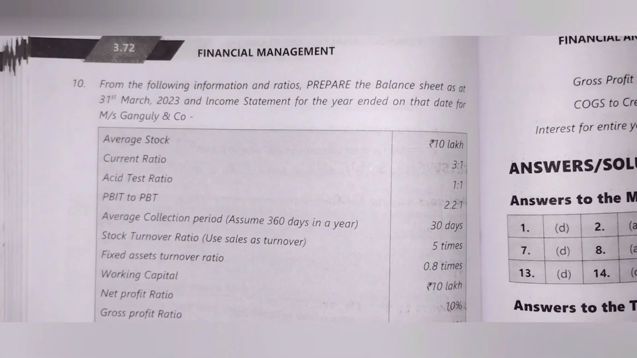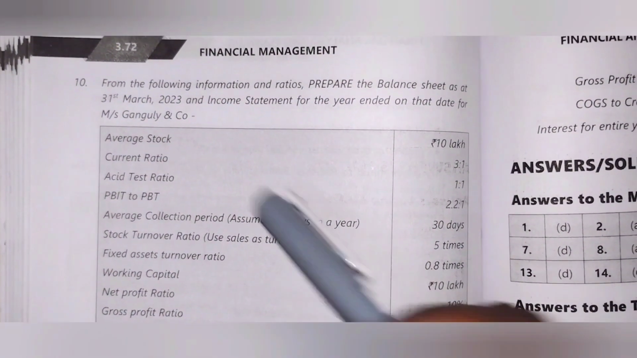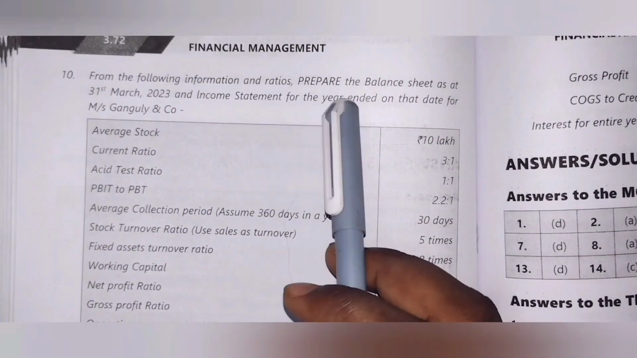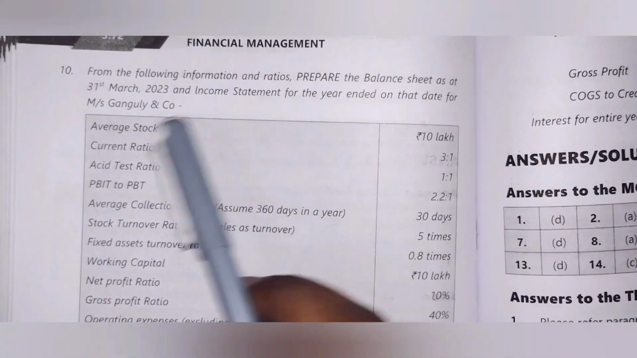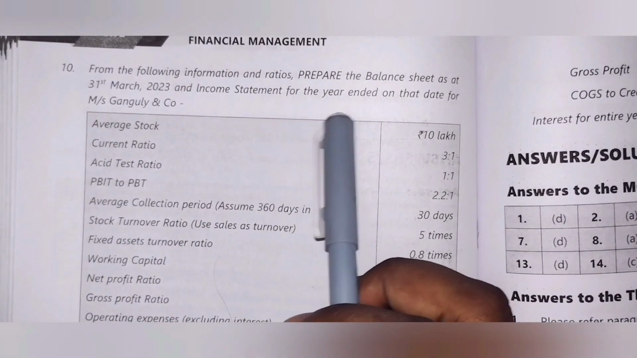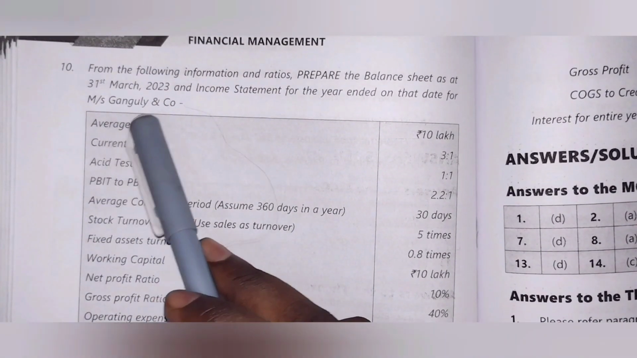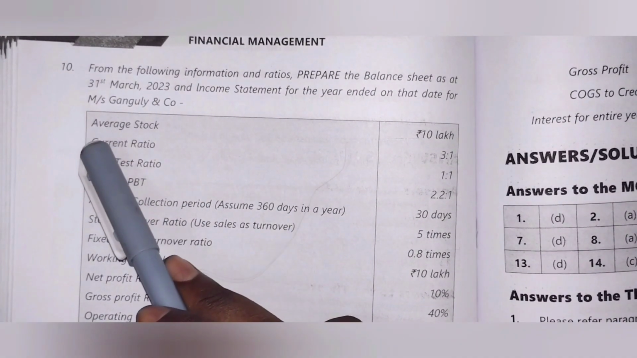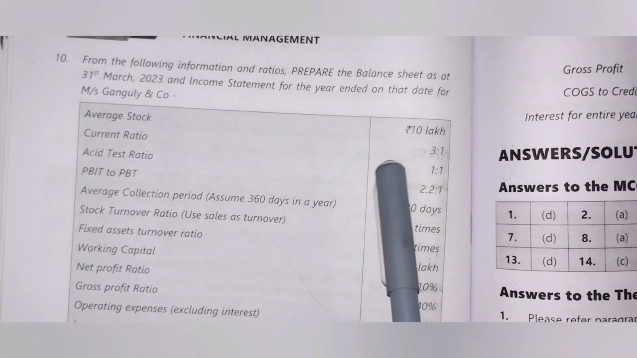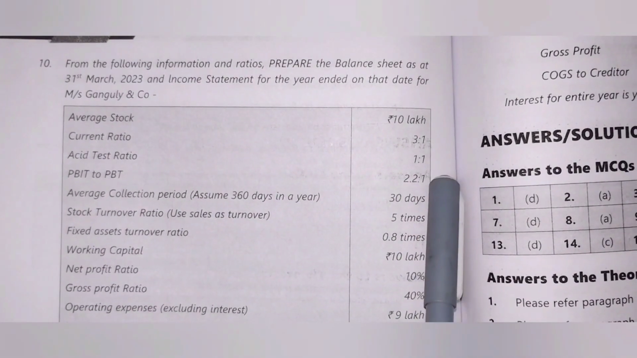In this chapter, two newly added questions, number 10 and 11. Let's get started with the 10th question. From the following information and ratios, prepare the balance sheet as of 31st March 2023 and income statement for the year ended on that date for Guruguls and Co. Average stock is 10 lakh. Current ratio is 3 is to 1. Asset test ratio is 1 is to 1.